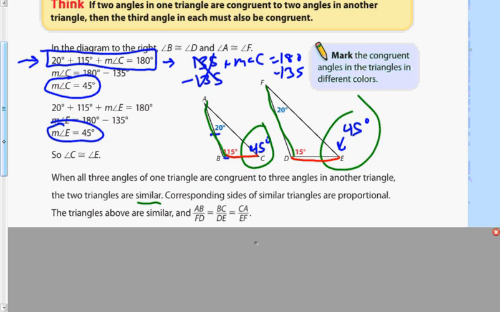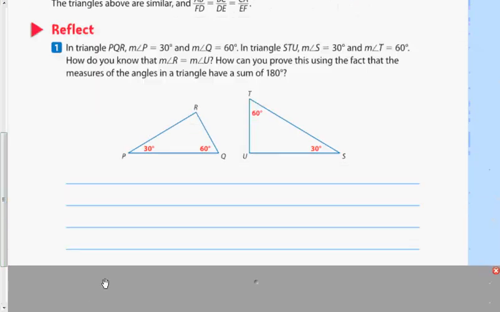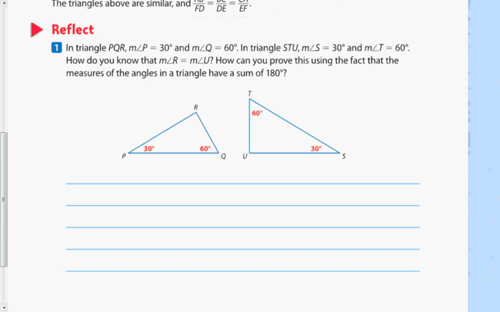Okay? So, I'd like you to try this reflect question on your own. It says, in triangle PQR, the measure of angle P is equal to 30 degrees. The measure of angle Q is equal to 60 degrees. So that's labeled here and here. In triangle STU, the measure of angle S is 30 degrees, and the measure of angle T is 60 degrees. So that's labeled there. So the question is, how do you know that the measure of angle R is equal to the measure of angle U?